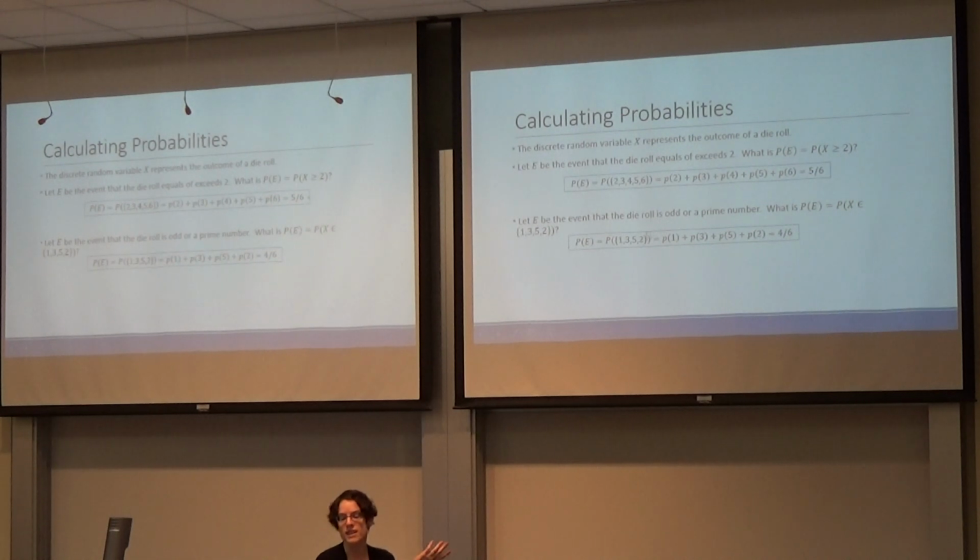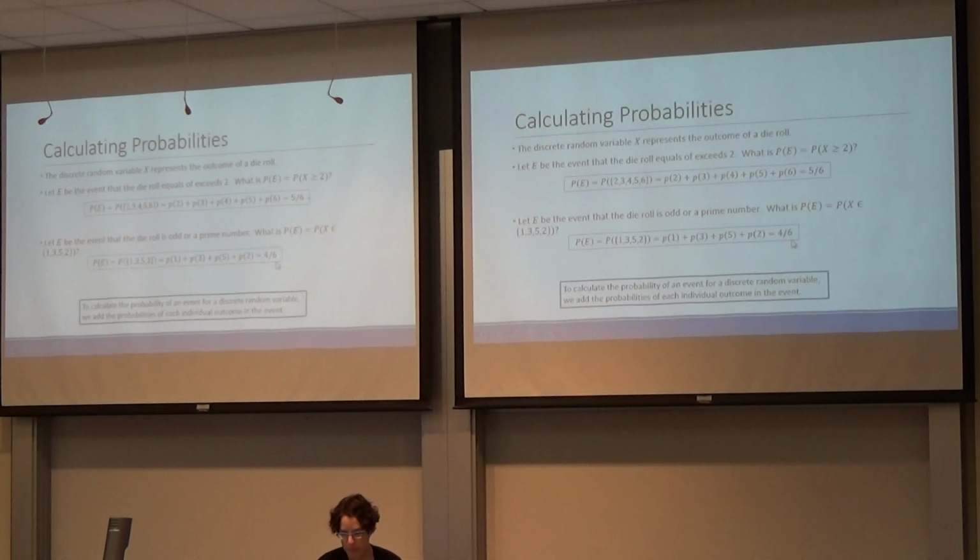If I want the probability that the die is odd or a prime number, I'm interested in the event that I get a 1, 3, or 5. 2 is also a prime number. So I'm adding 1, 2, 3, 5, and I get 4/6. Okay, so calculating probabilities, you're adding.